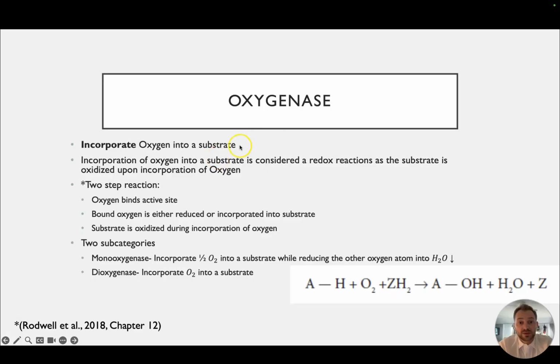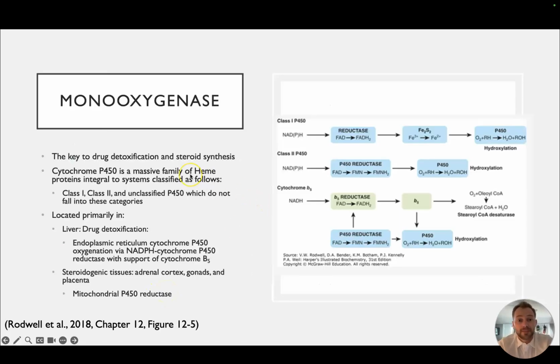Oxygenases are incredibly important for drug detoxification. We have 2 subcategories of these, monooxygenases and dioxygenases. Monooxygenases incorporate 1 oxygen atom from molecular oxygen into a substrate, whereas dioxygenases incorporate 2 atoms from molecular oxygen into a substrate. Here are a couple examples of monooxygenases.